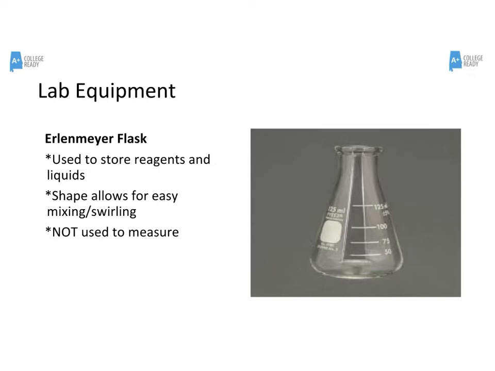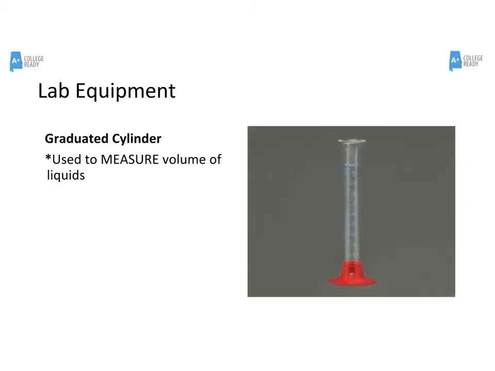Likewise with the Erlenmeyer flask, it's not a good measurement tool. Very handy for storing liquids. And the Erlenmeyer flask has the additional advantage that its shape allows you to swirl and mix reagents better than the beaker. The graduated cylinder is a very good instrument to use to measure.